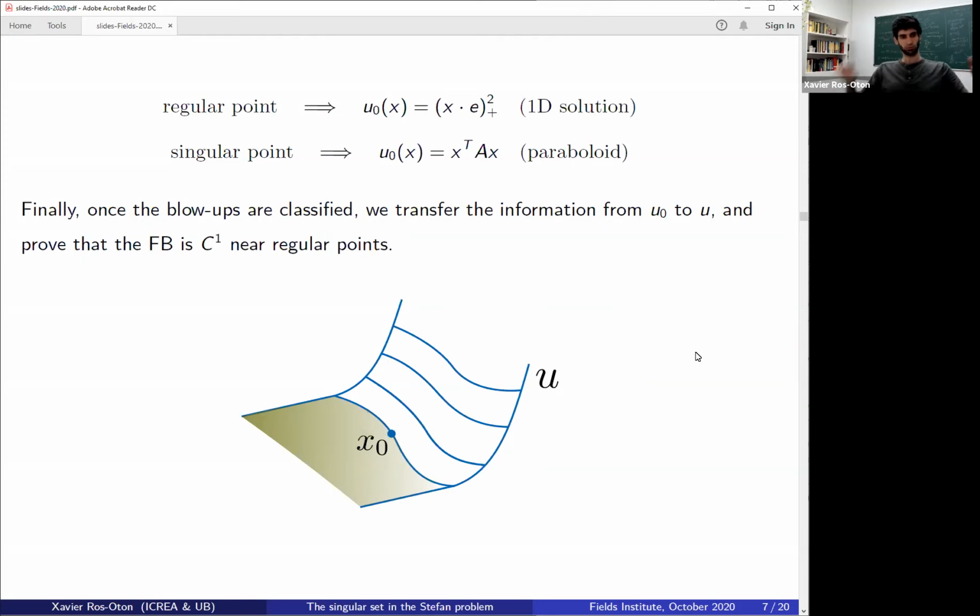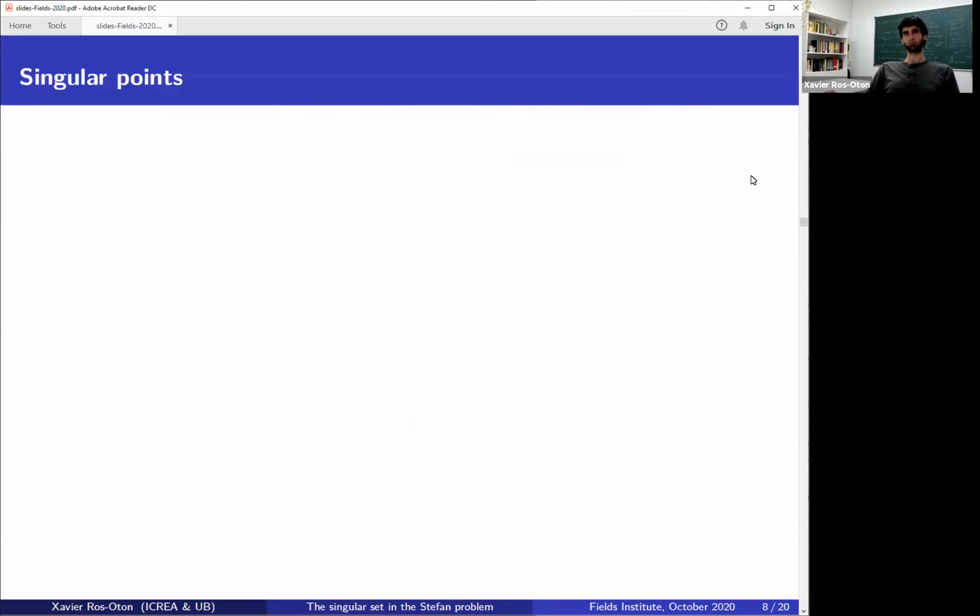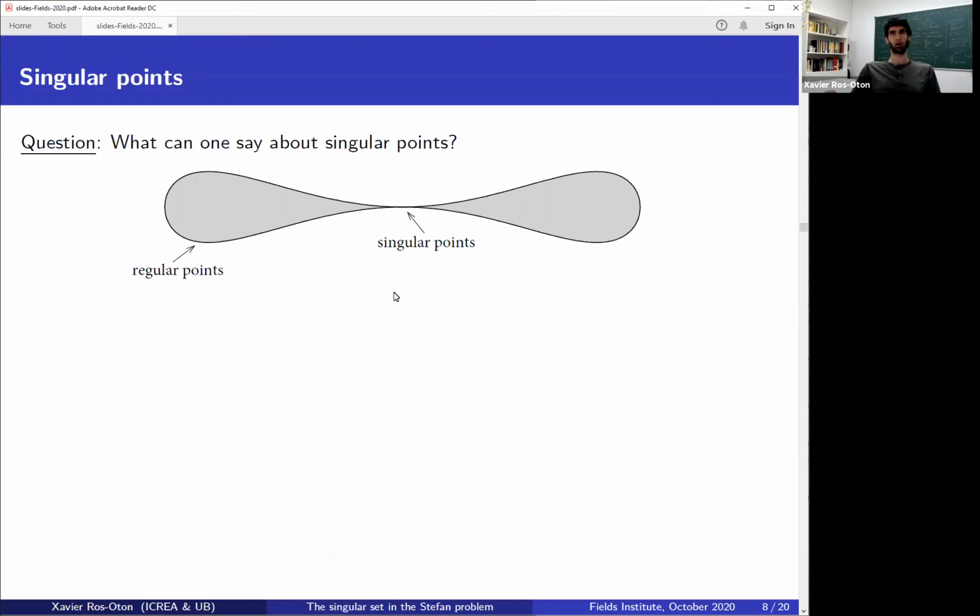Now, the key question that remains open, and what our result is about, is what happens at singular points. At singular points, Caffarelli proved that these are the kind of blow-ups that we encounter. By definition, these are singular points, because they are non-regular. But then the question is, what can we say about singular points?